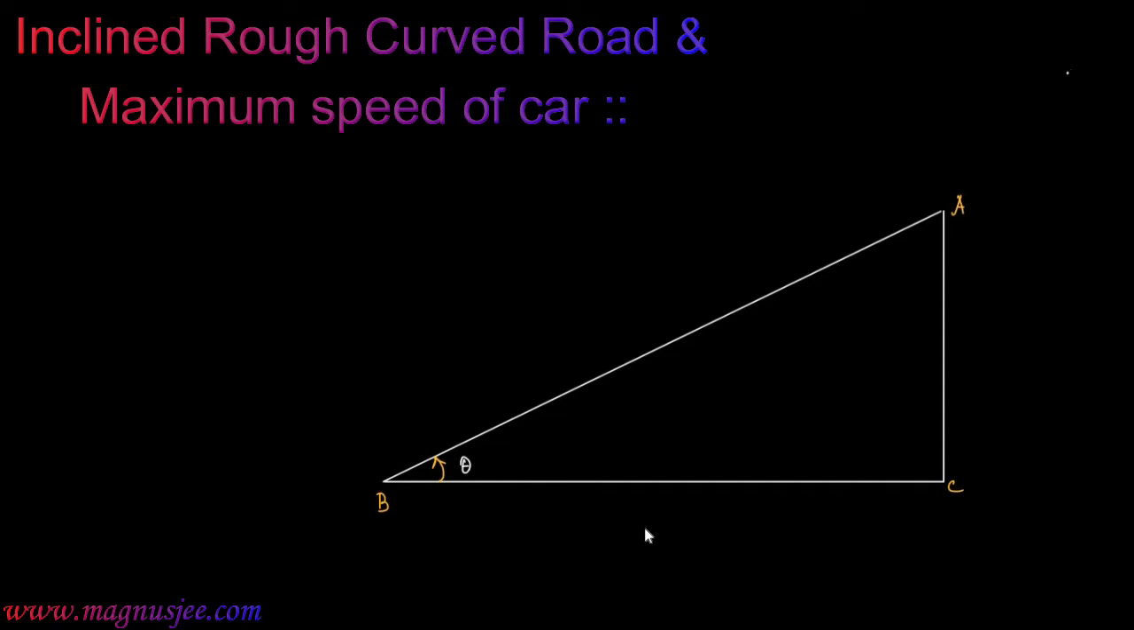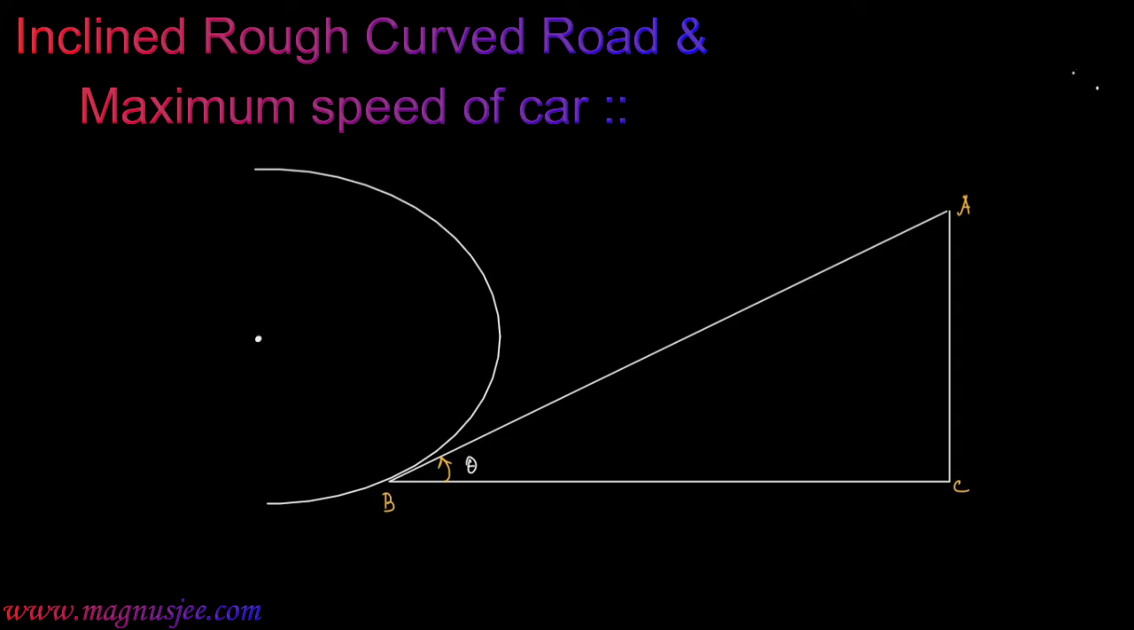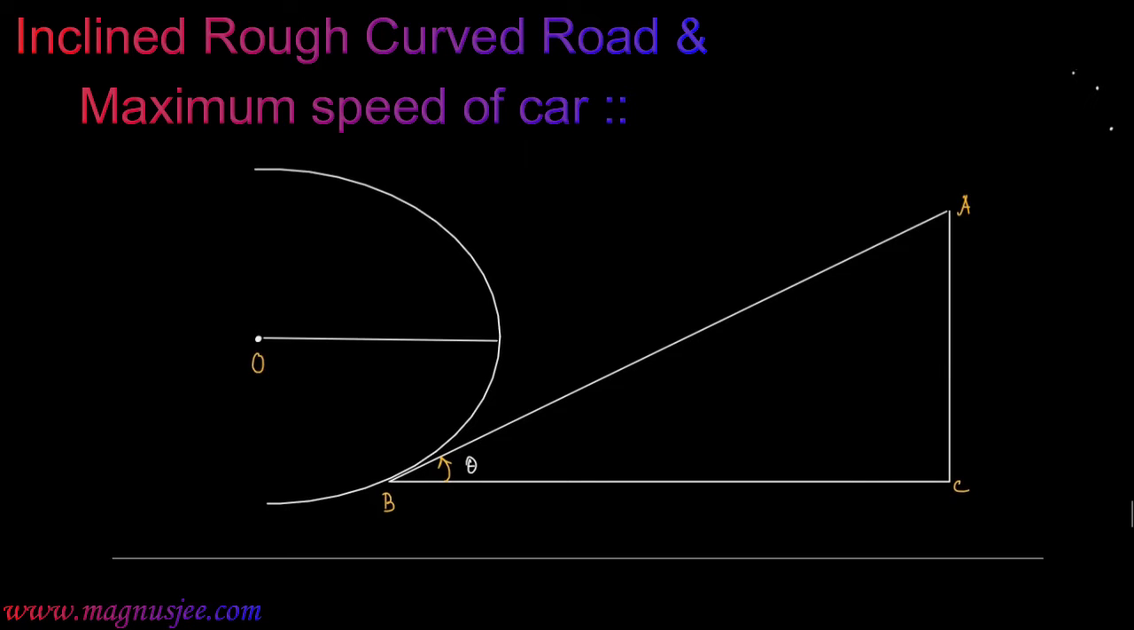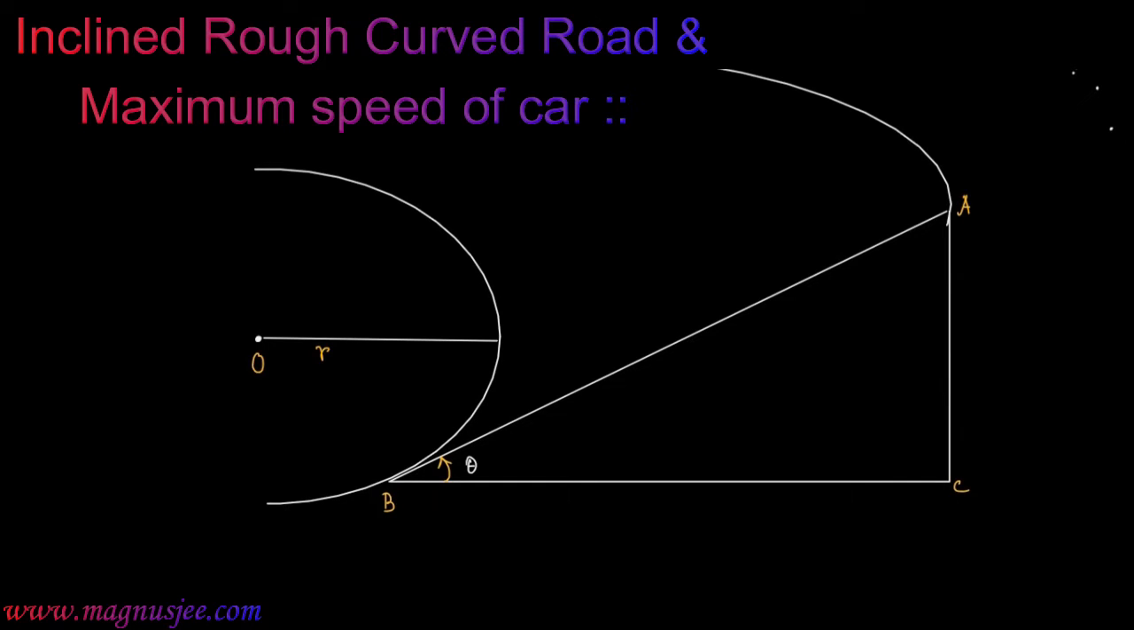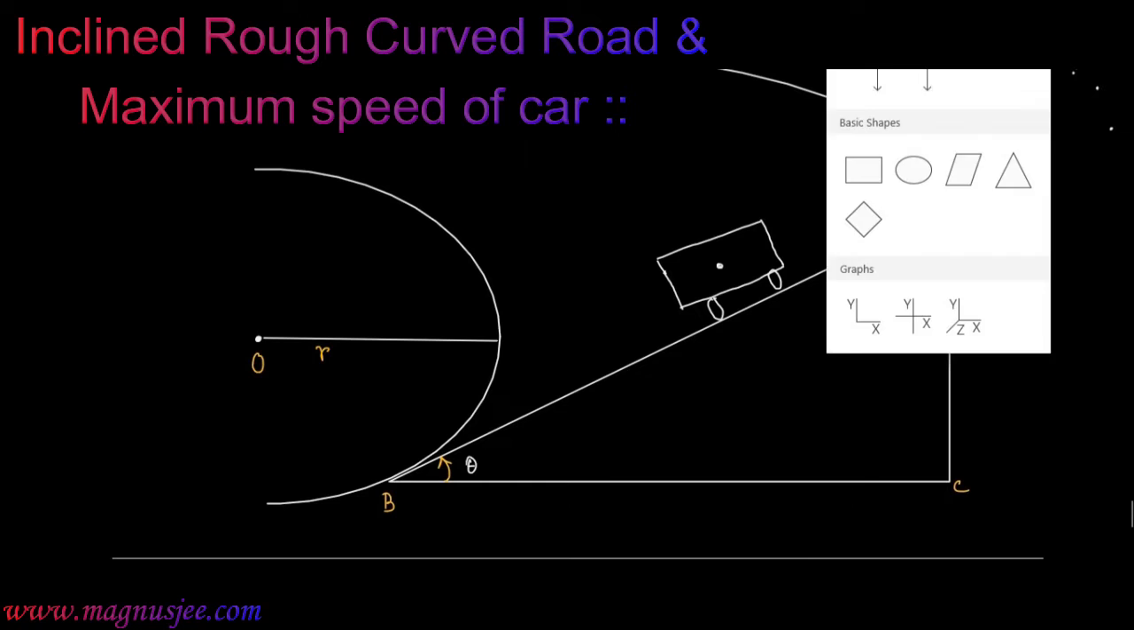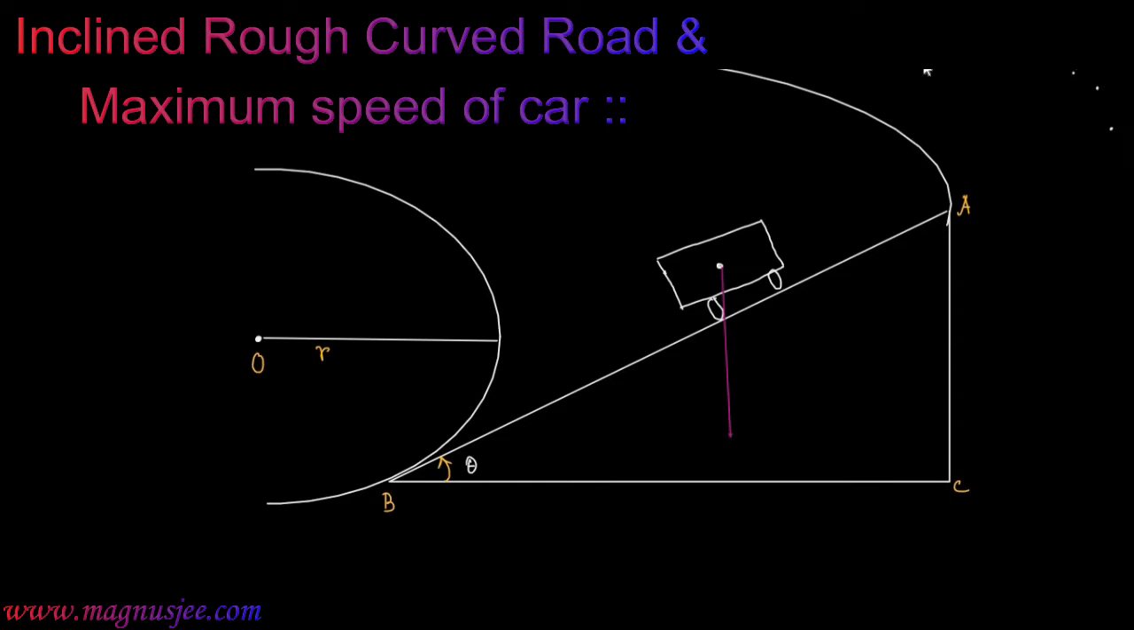This inclined road is curved. This is an inclined rough curved road which will have the center O. O is the center of this curved road, and we can denote the radius of the curved road as R. R is the radius of the curved road. This is a car which will be trying to take a turn round this rough inclined curved road.